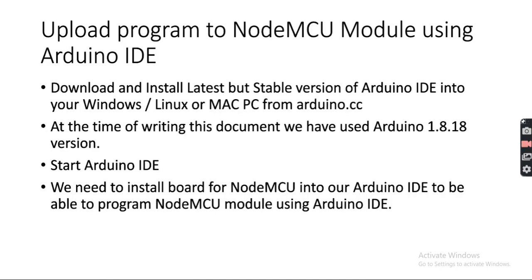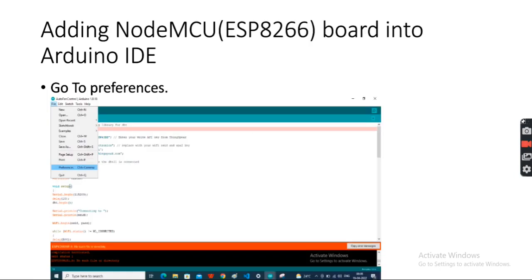Now the next step is to program the NodeMCU module using Arduino IDE. You can download the Arduino IDE if you have not already installed it on your laptop or system. So download the latest version of Arduino IDE from the arduino.cc website, and then go to File, Preferences. The reason is that NodeMCU doesn't come by default with the Arduino IDE, and we have to add additional boards to the Arduino IDE for NodeMCU support.